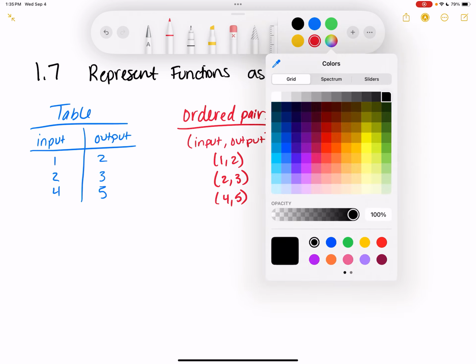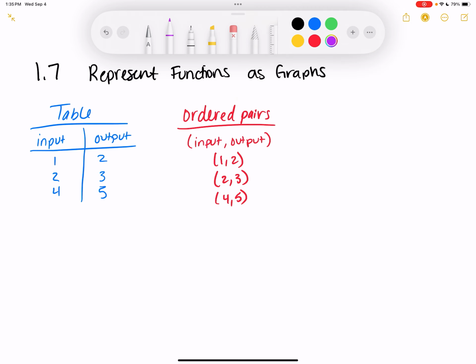Then from there, I can take that information and I can graph the points. I set up my axis. You're welcome to use graph paper if you want, but you do not have to. But you need to have labels on stuff.